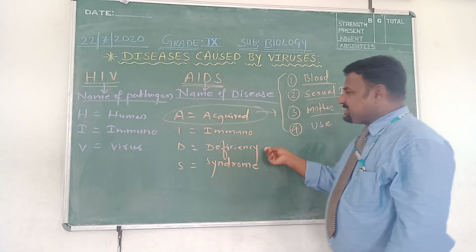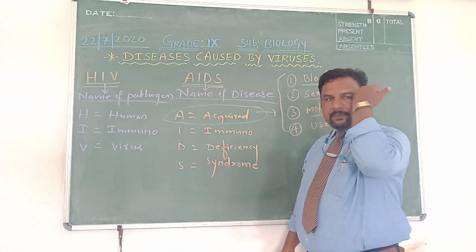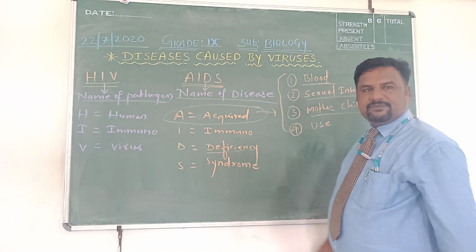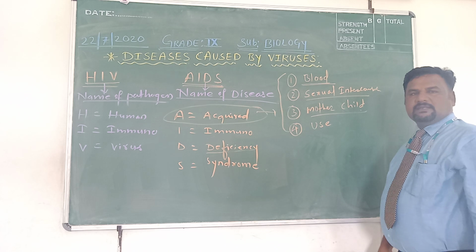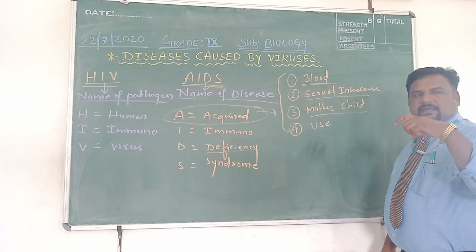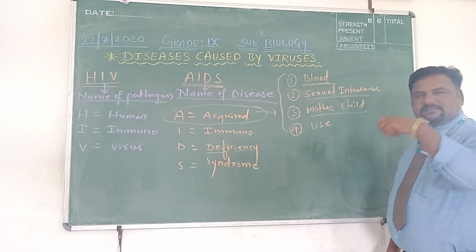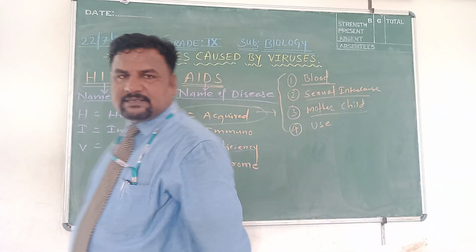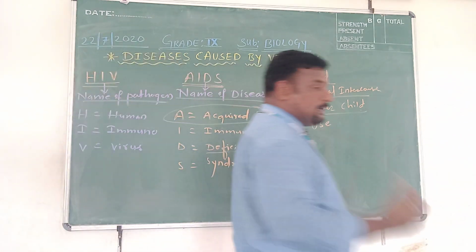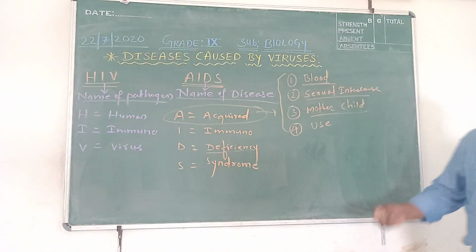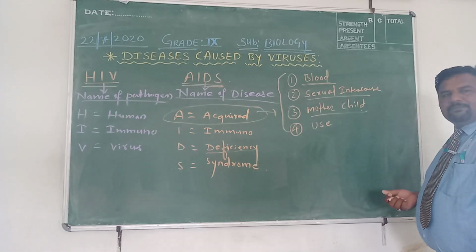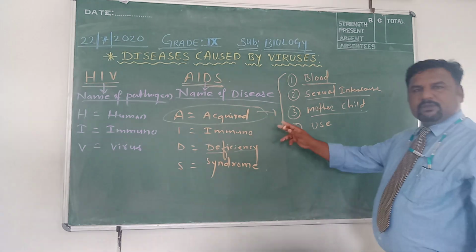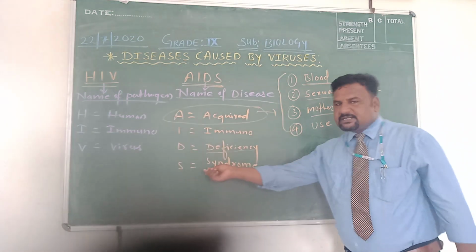And immunodeficiency. During this disease, what happens? Mainly a deficiency of immunity occurs. The HIV virus mainly multiplies and settles down in the T lymphocytes, which are the types of lymphocytes responsible for the generation of immunity in our body. They are destroyed by this virus. Therefore, it is called immunodeficiency.